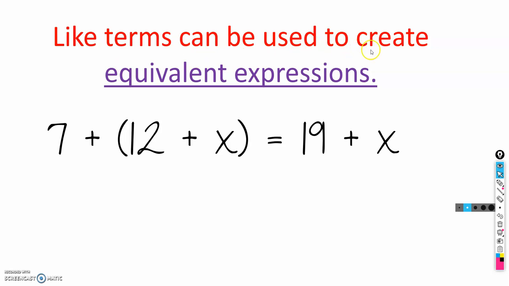So like terms can be used to create equivalent expressions. And that's what we did. So we changed our grouping and got 7 plus 12 is 19 plus x. These two expressions are exactly the same. They are equivalent. They're balanced.